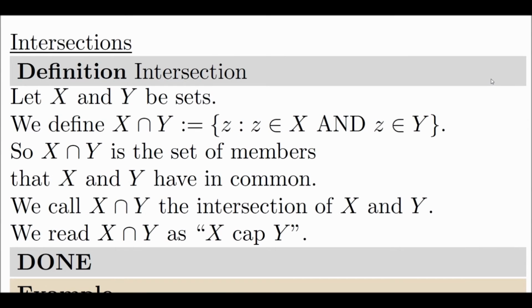If you have two sets, you could also take their intersection. So let X and Y be sets. We'll define X with an upside down U and then Y. We'll define that as a set of objects Z, such that Z is in X and Z is in Y. So X intersect Y is the set of members that X and Y have in common. We'll call this set the intersection of X and Y. You could also read this as X cap Y.